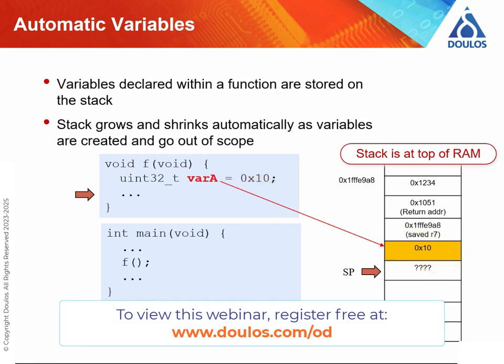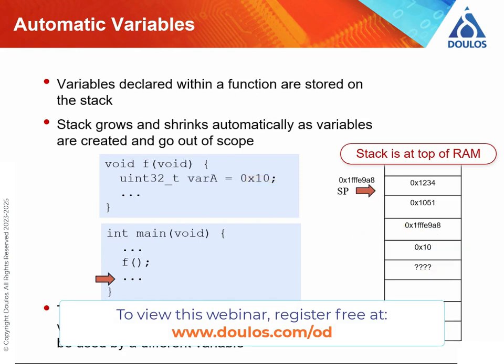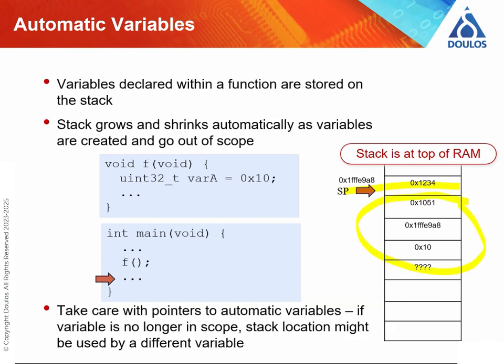At the end of the function, the stack pointer is returned to its previous value. Information that was used inside that function f is still on the stack, but we can't guarantee it's not going to be overwritten by anything else, because the next function that gets called is going to overwrite that data.